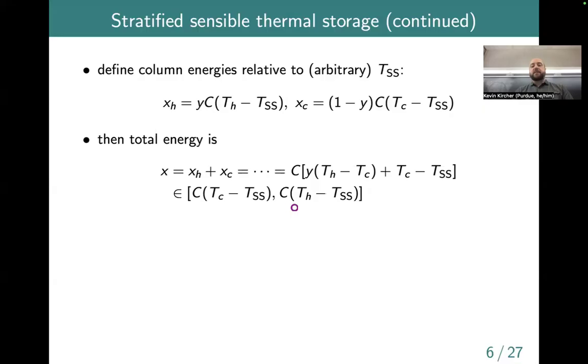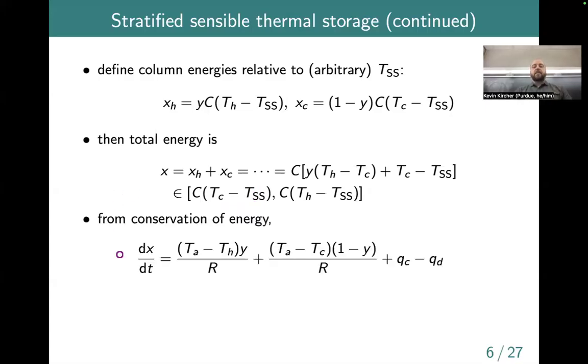And then if you took the difference, if you took C times T_H minus T benchmark here, and you subtract off the lower limit, we would get just a C delta T term. And that would just be C times T hot minus T cold. So here you can see that the benchmark temperature T_SS would drop out of that calculation.